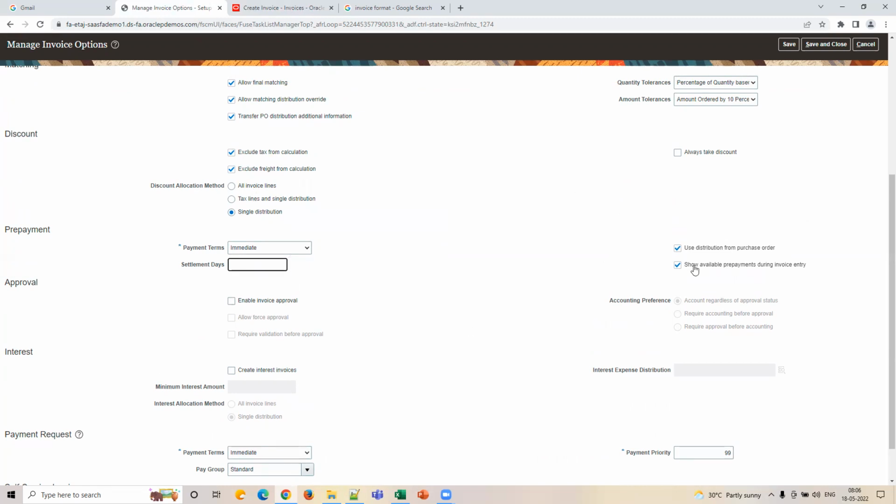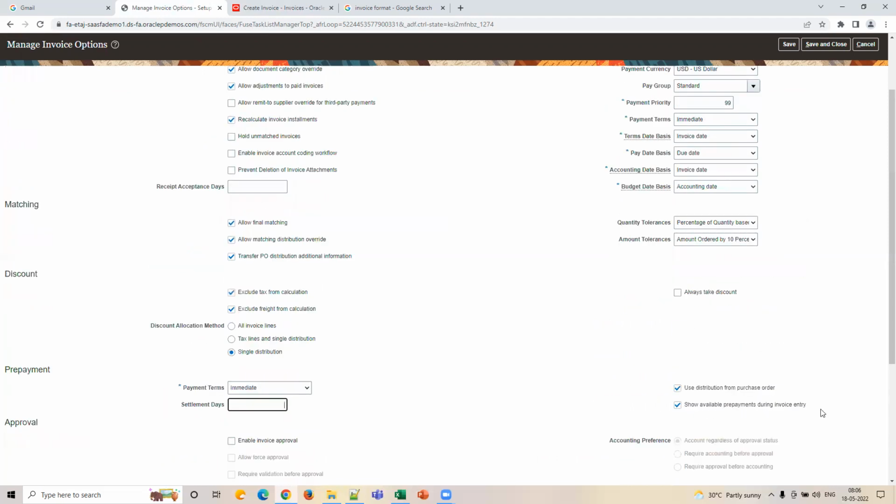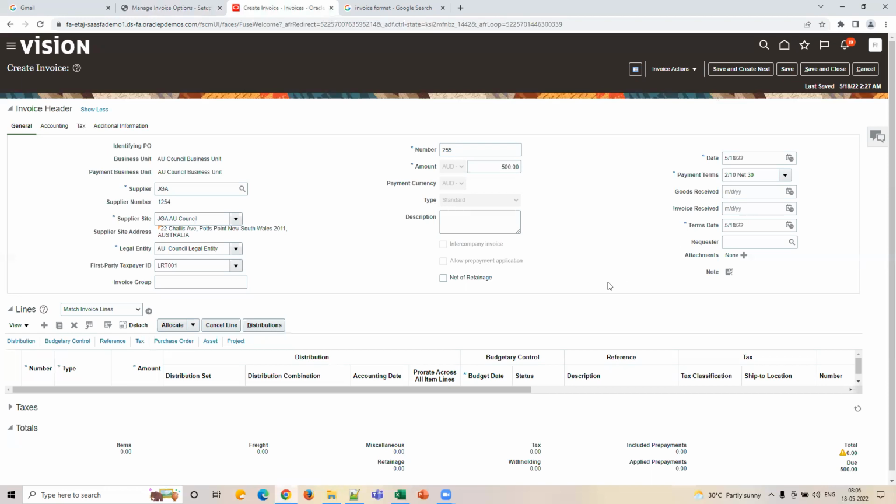Okay. Then use show available prepayment during invoice entry. What does it mean? I'm creating an invoice here, right? If I have any prepayment already, I have prepaid and some amount is pending there, then while I'm creating this invoice, the system will put a bill icon here near your supplier saying you have some prepaid amount to your supplier already. Don't pay this invoice. Just apply your prepayment to this invoice. Don't pay this invoice. It will provide your information here.